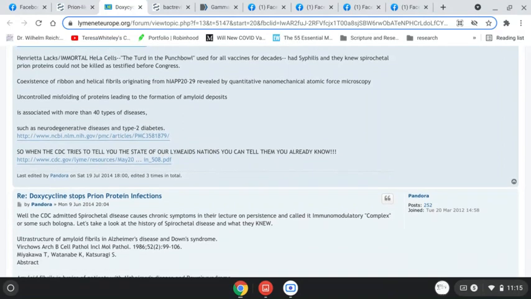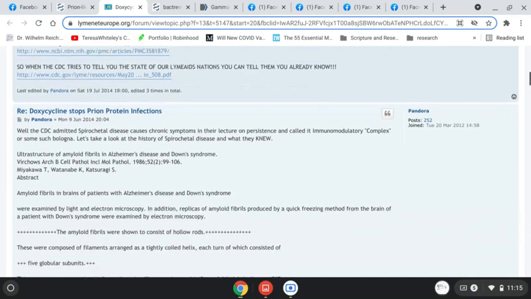Coexistence of ribbon and helical fibrils originating from human islet amyloid polypeptide, HIAPP 20 through 29, revealed by quantitative nanomechanical atomic force microscopy. Uncontrolled misfolding of proteins leads to the formation of amyloid deposits, and it's associated with more than 40 types of diseases, such as neurodegenerative diseases and type 2 diabetes.